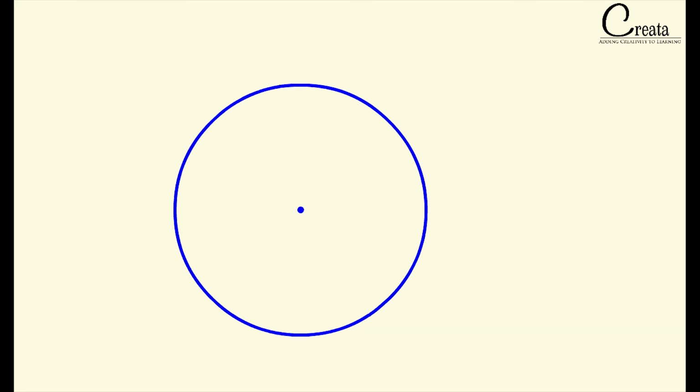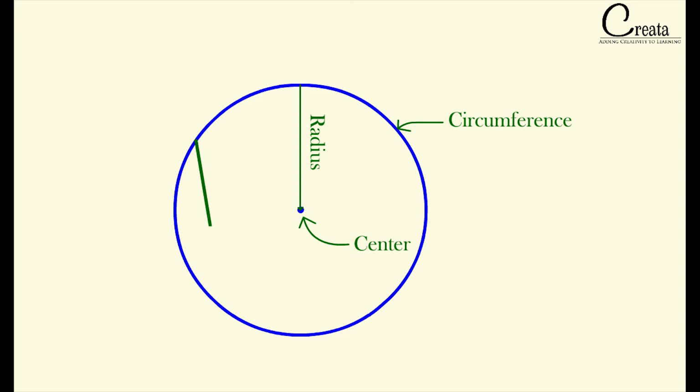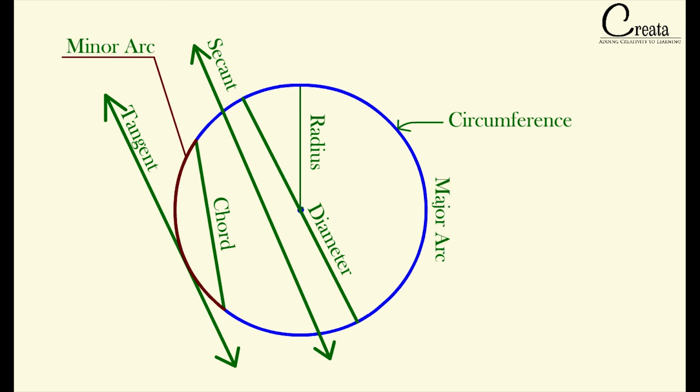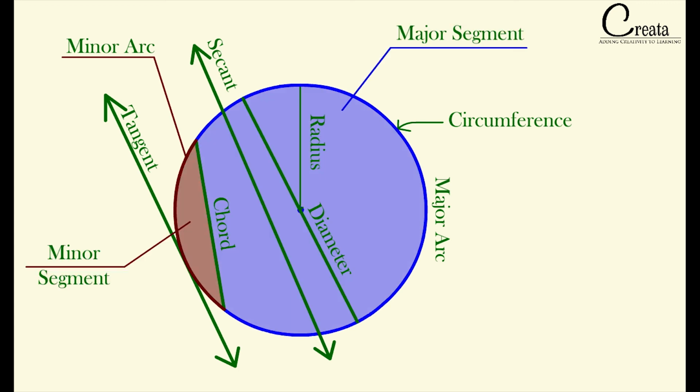So till now we have done all the terms. Just a small recap to reconnect everything. This is a circle, this is the center and this is the radius. The boundary of the circle is the circumference. The line joining two points on the boundary of the circle is a chord. The longest chord is the diameter. The line intersecting the circle at 2 points is a secant, and the line touching the circle at 1 point is a tangent. This one is the minor arc and this one is the major arc. The chord divides the circle into the major segment and the minor segment. These are all the basic terms related to circles.